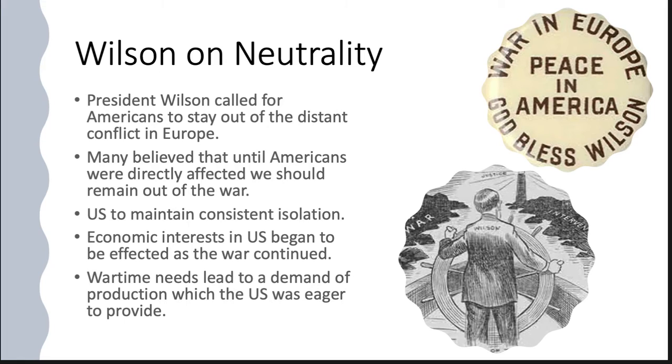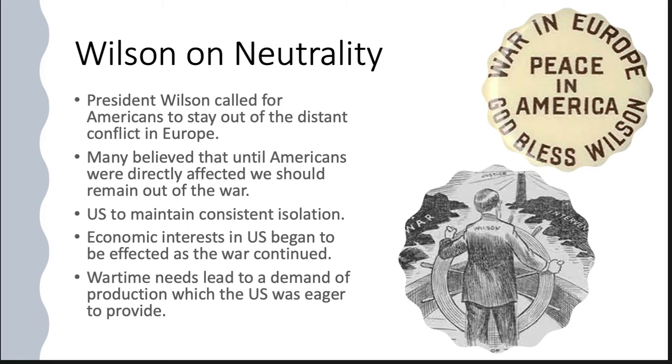Many Americans believe that we shouldn't get involved until we're directly affected by the war. So unless somebody attacks us, let's just stay out of it. And this pin is perfect. War in Europe, peace in America, God bless Wilson. That's where we were at.